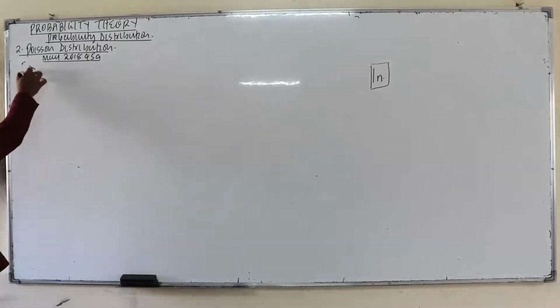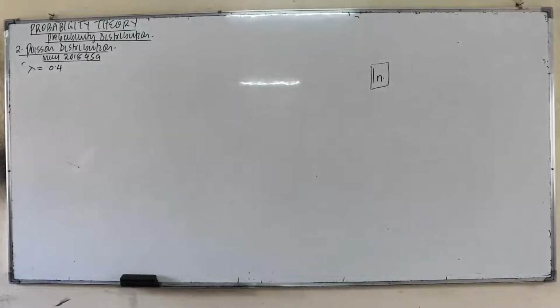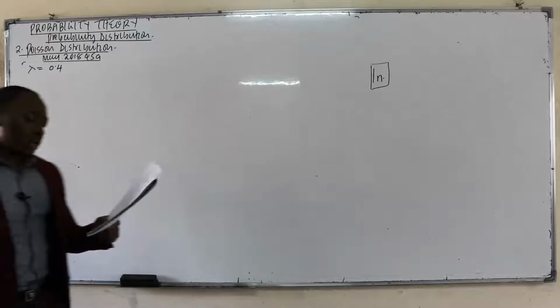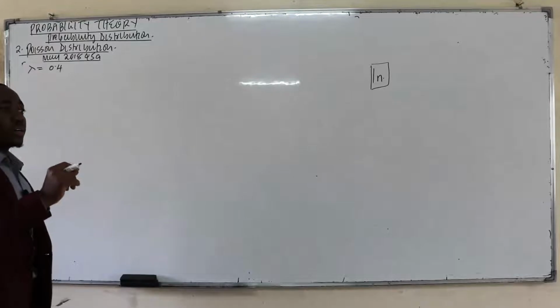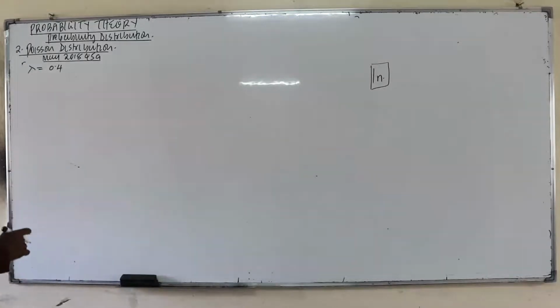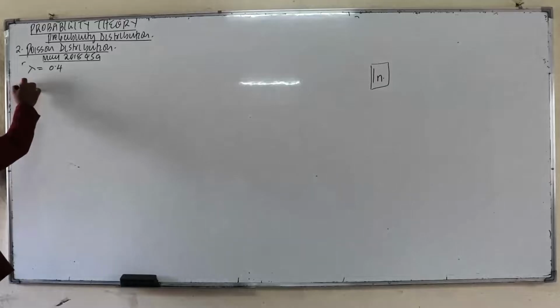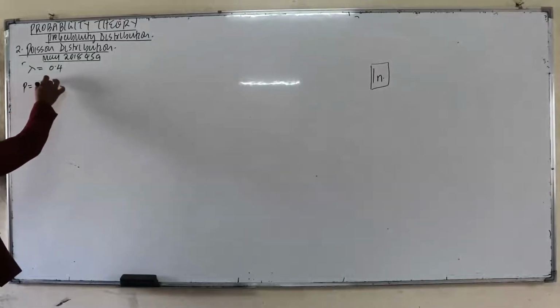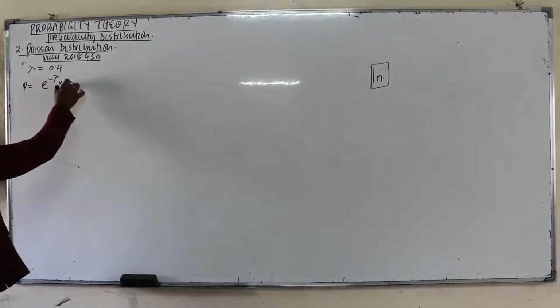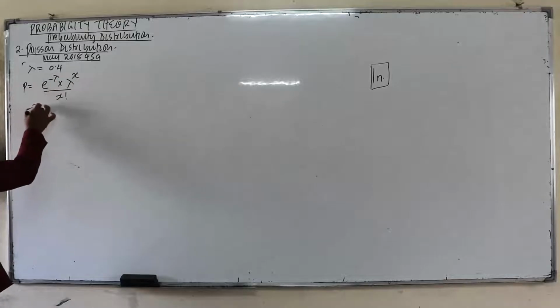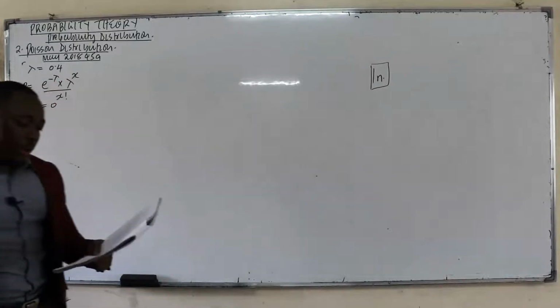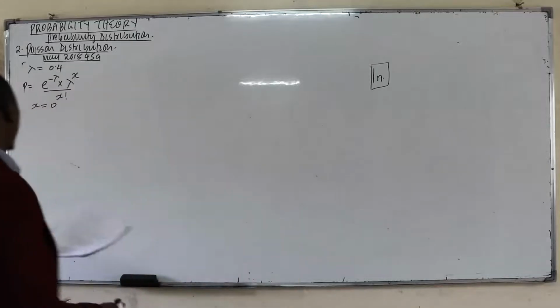You see that mean is the same as lambda. A mean of 0.4 per week. Then we are told that required: the probability that no transformer will be struck by lightning in a week. Remember, I told you that it follows Poisson distribution. Under Poisson distribution, to get probability, you take e raised to negative lambda times lambda raised to x over x factorial. In this case, our x is zero, because we are told that no transformer will be struck by lightning.